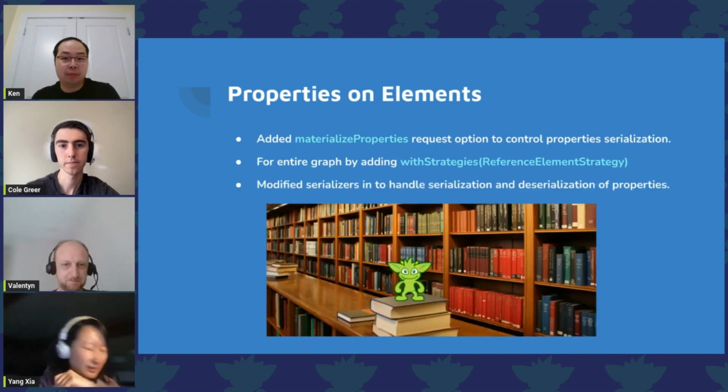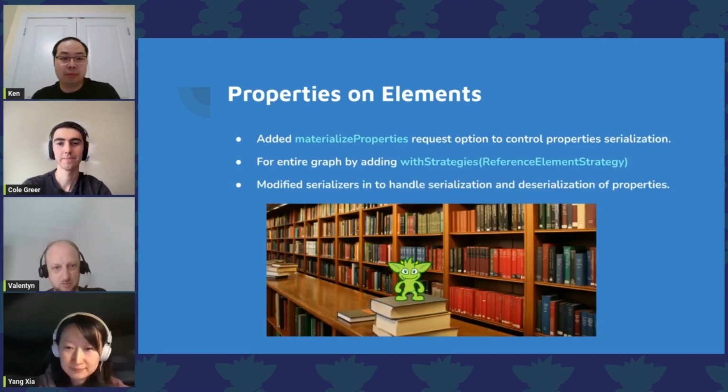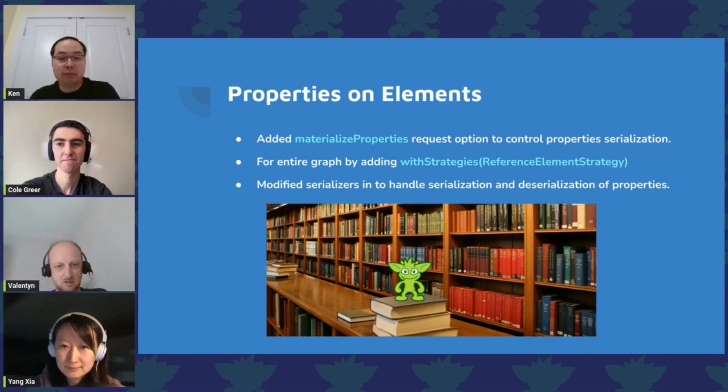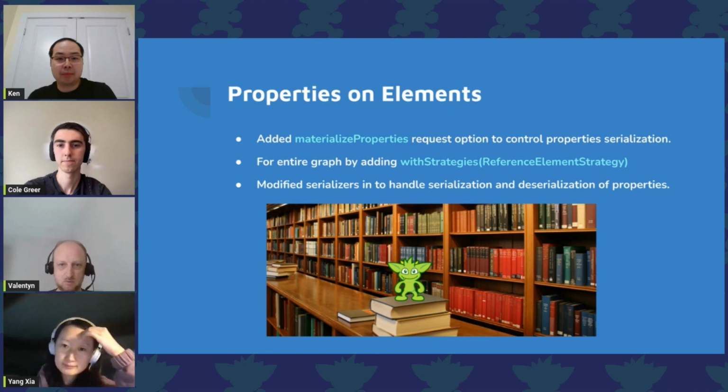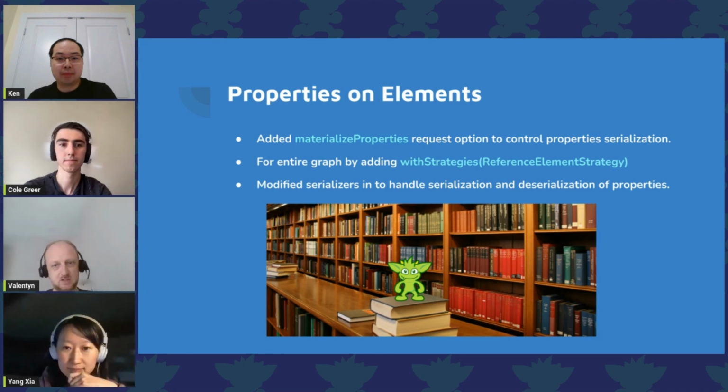Next slide, please. To control how properties are realized, we added a new request option named materializeProperties. It can be provided for each request to get the expected result. If for some reason you don't need properties at all, it can be configured for the entire graph by ReferenceElementStrategy. Also updated all serializers for all GLVs to handle properties.